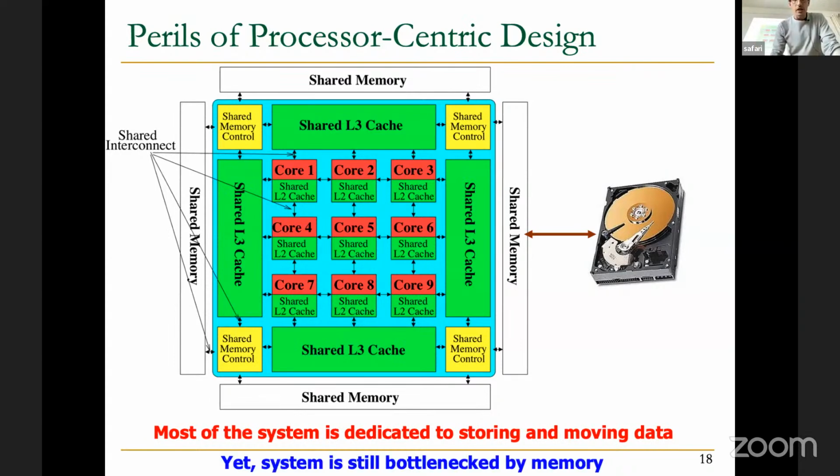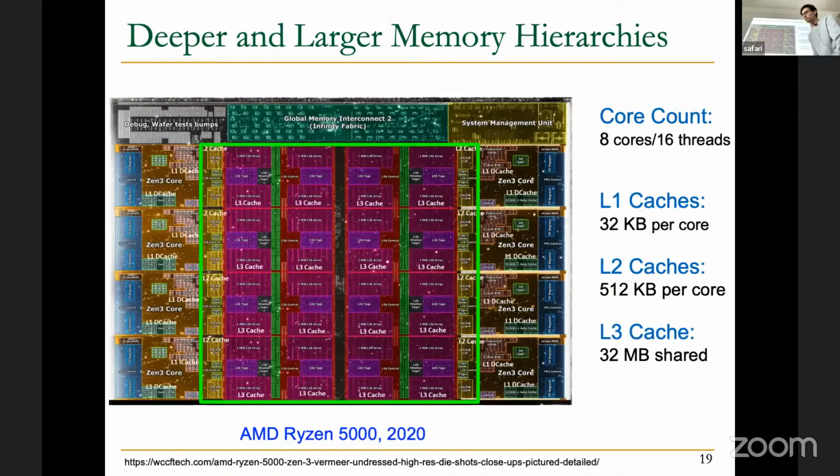So as you can see, most of the system is dedicated to storing and moving data, but still the system is bottlenecked by the access to data. And this is not just in this pictorial representation. If you look at any modern CPU, for example, this one from AMD from 2020, you'll see that most of the area in this chip is devoted to memory, right? So most of it is occupied by the L3, as you can see in the middle of the picture.